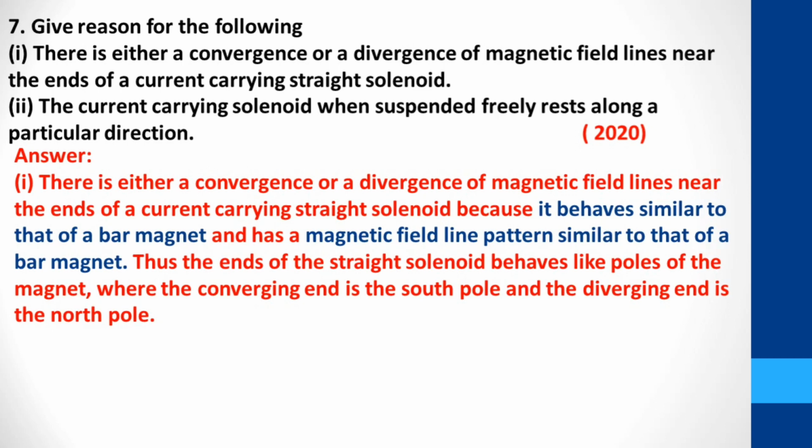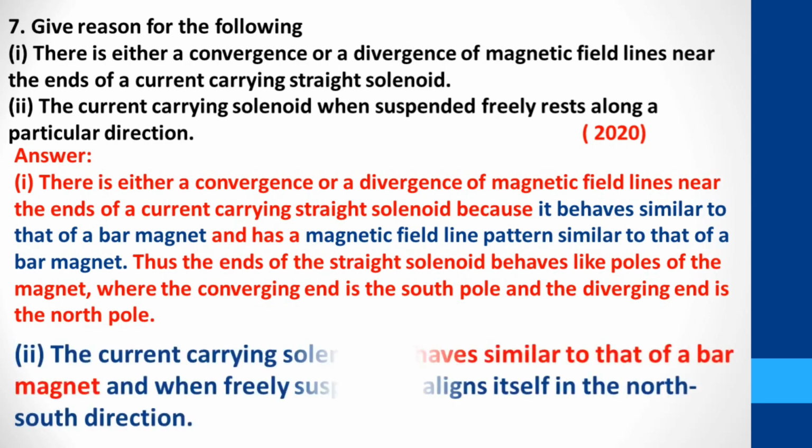For the second sub-question also, the reason is the same. We know that when a bar magnet is suspended freely, it rests along the north-south direction. So we have already seen that a current carrying solenoid behaves similar to a bar magnet. So when it is also suspended freely, it will also rest in the north-south direction, or it will show a particular direction when suspended freely.